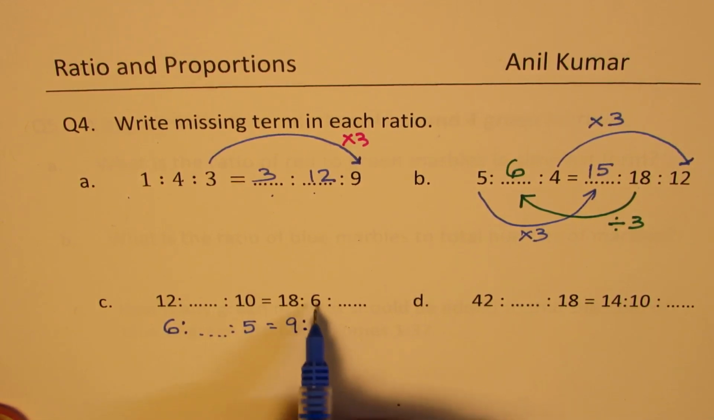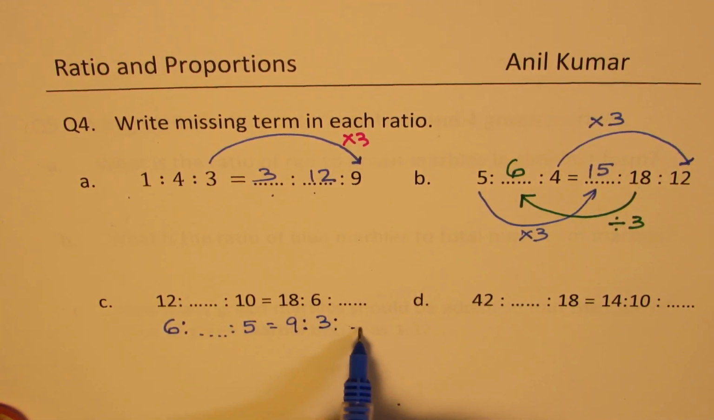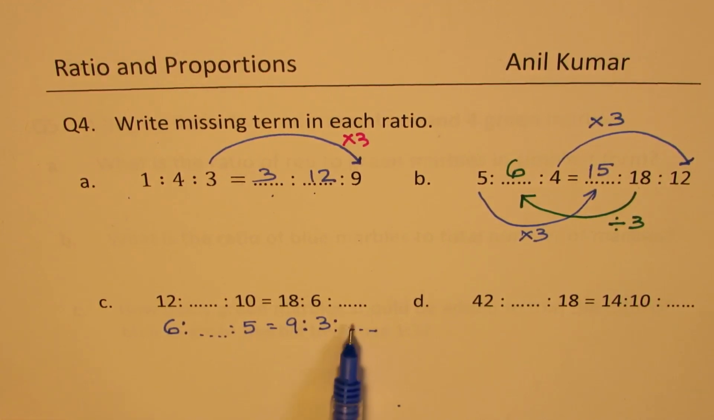I'm getting 9 is to 3 is to something else. Is that clear? Right? So we just kind of divide it, right? Okay. So that could help us to get to this number. Does it make sense to you? Right? So we could do like this to get to this number.